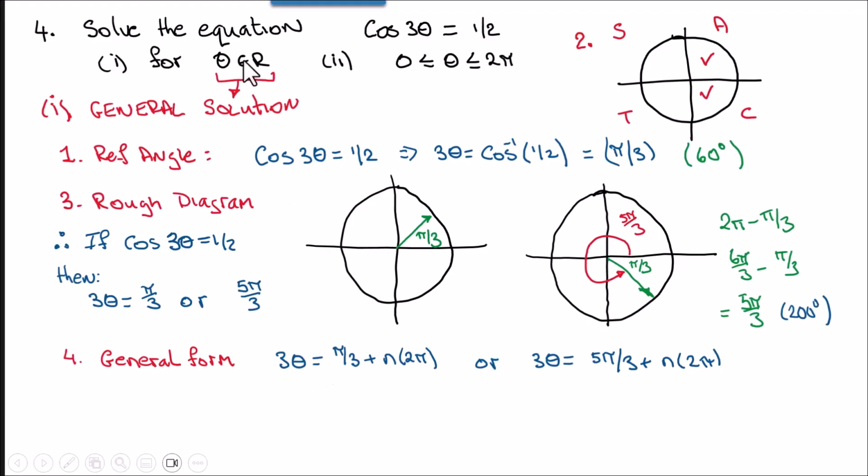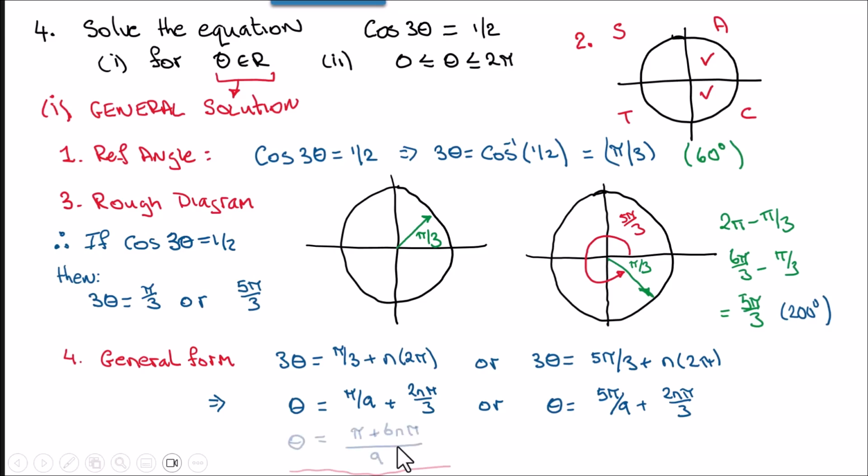Remember, when it says solve the equation, we're looking for theta, not 3 theta. So theta is going to be pi over 9 plus 2n pi over 3, or theta is equal to 5 pi over 9 plus 2n pi over 3. And if you want, you can get the common denominator here, which is 9. So theta is equal to pi plus 6n pi over 9, or, taking the common denominator again, 5 pi plus 6n pi over 9. And once again, we must specify that n is an integer.